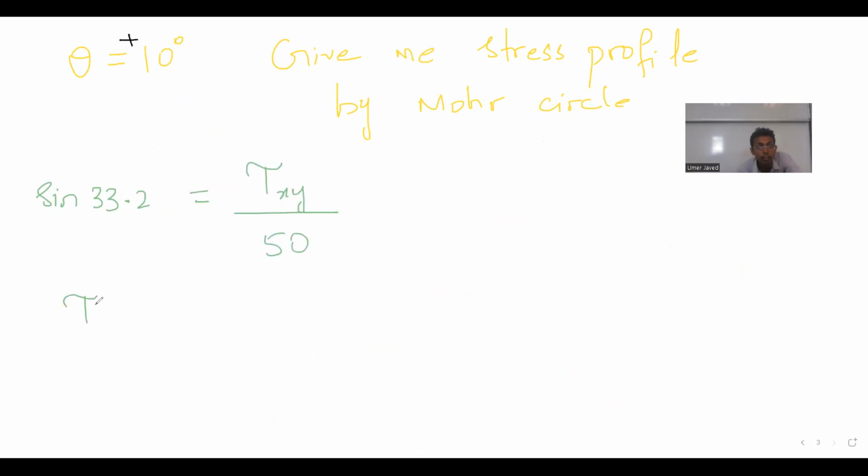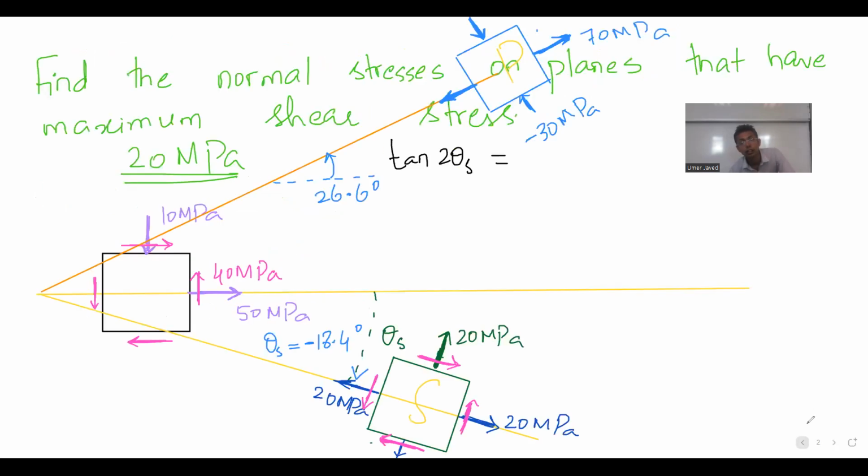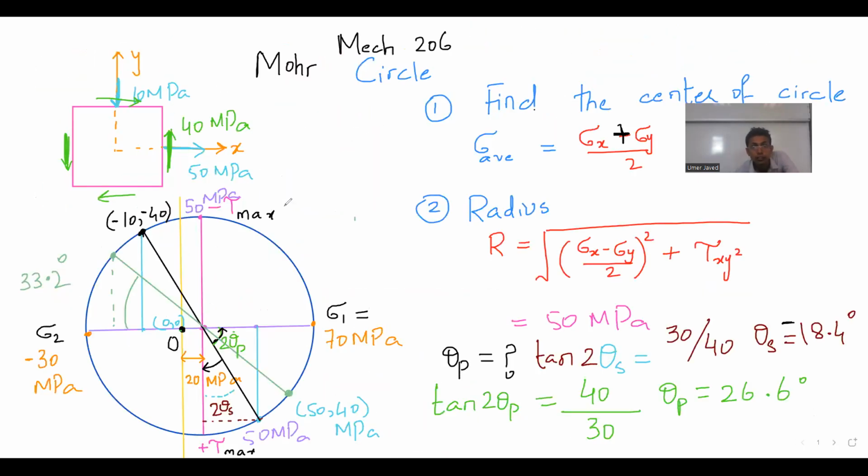Give me the value of tau xy, Bahadur. It's 27.3 megapascals. So I will write here 27.3 megapascals. Negative or positive? Negative, right? Negative 27.3.